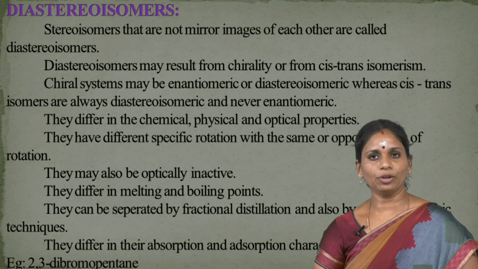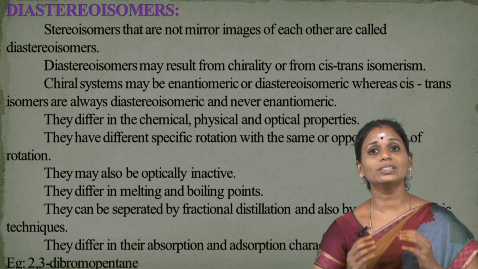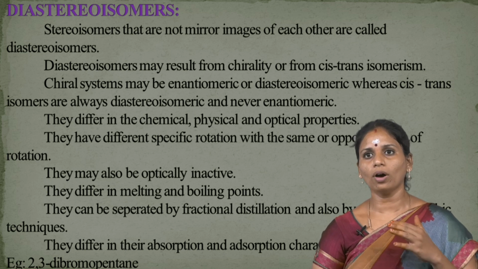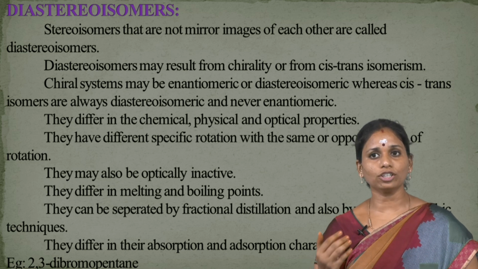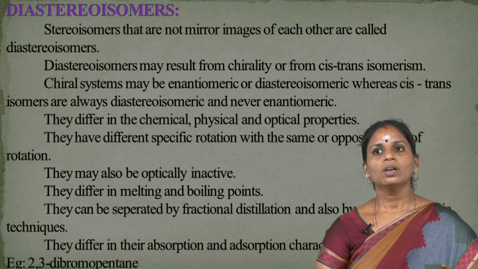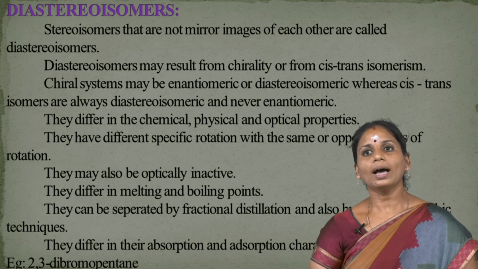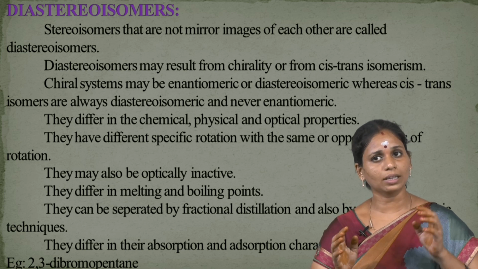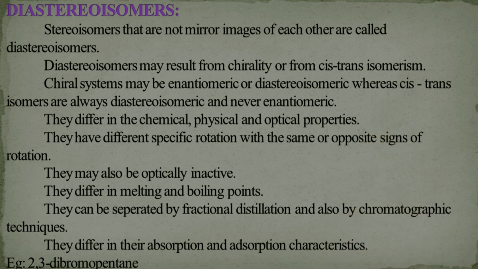Coming on to diastereomers. Stereoisomers that are not mirror images of each other are called diastereomers. Diastereomers may result from chirality or from cis-trans isomers. Chiral systems may be enantiomeric or diastereomeric, whereas cis-trans isomers are always diastereomeric and never enantiomeric. They differ in chemical, physical and optical properties also. They have different specific rotations, with the same or opposite signs of rotation.